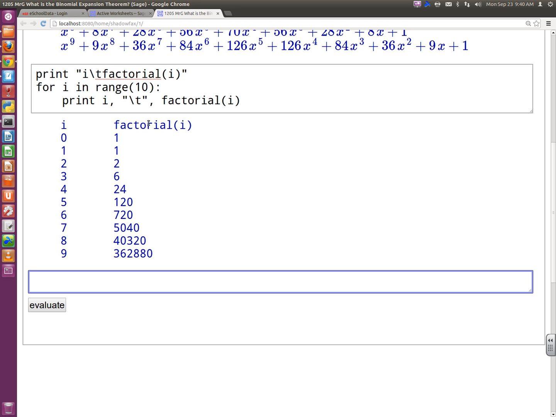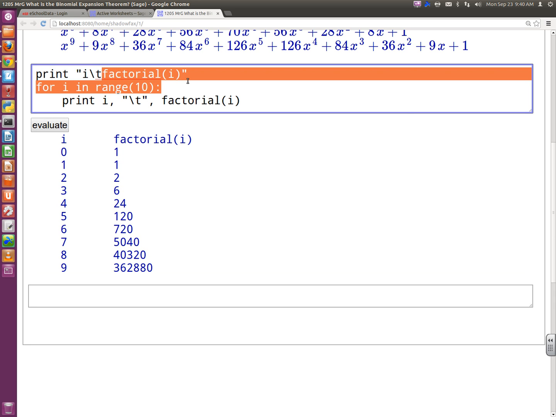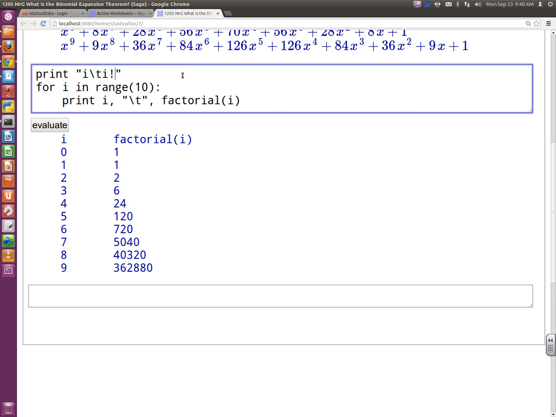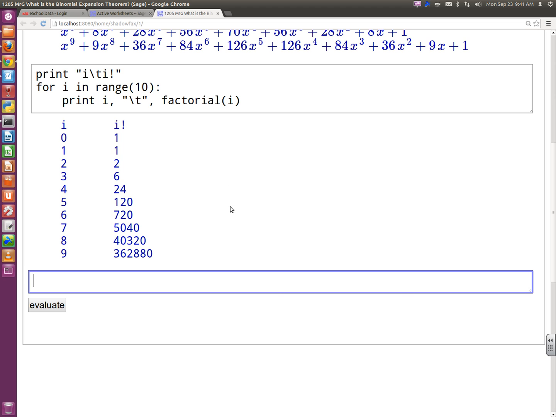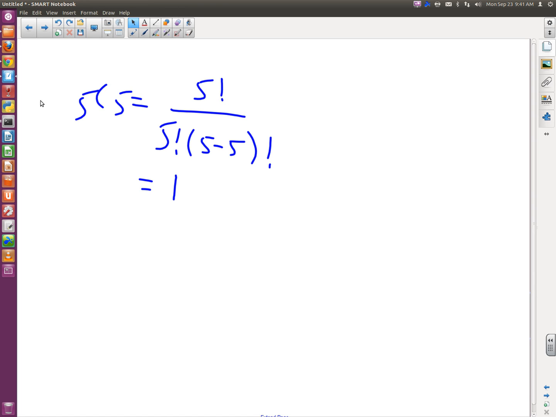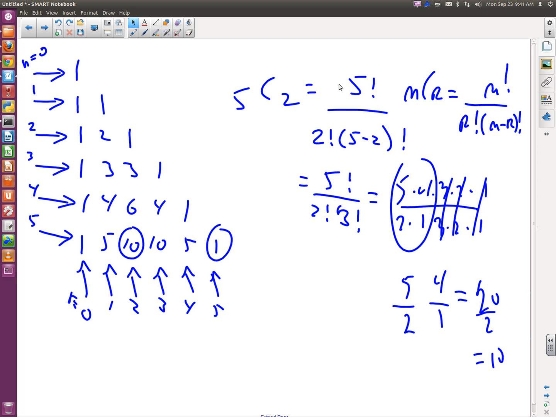So those are the i's, and those are factorial of i. Or if you want to make it short, i factorial. Ta-da. Okay. So now how do we make that rule? How do I make this rule? How do I do this? How do I enter this into Sage?